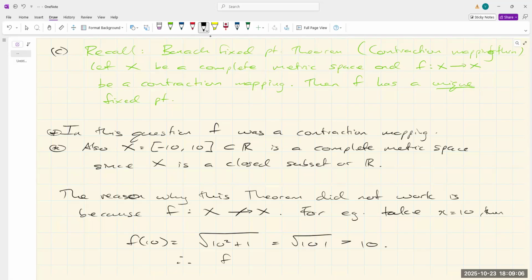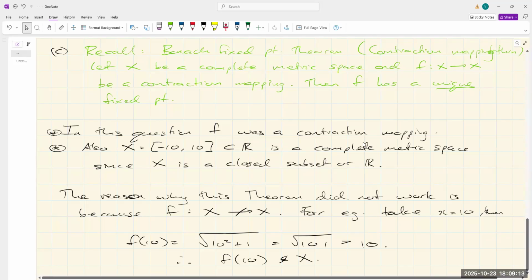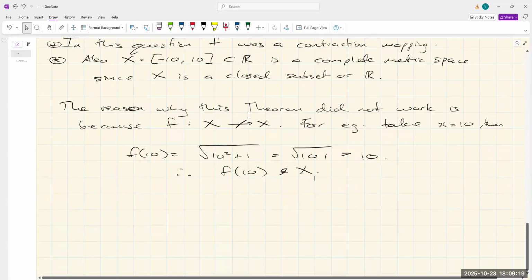Therefore, this is not in X. So yes, F is a contraction map, and yes, the space X was a complete metric space. The problem was that F was not mapping X into X. It was mapping X into a bigger space. That's why this theorem did not work, or you cannot apply this theorem in this case.